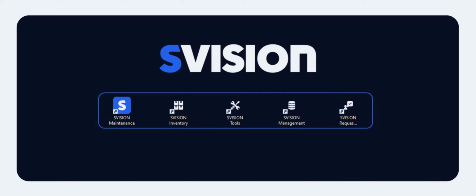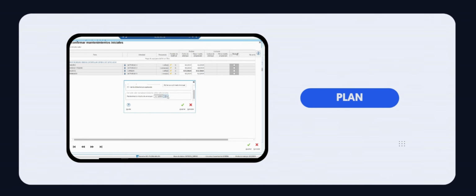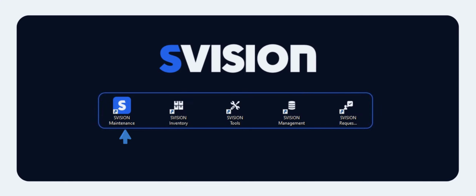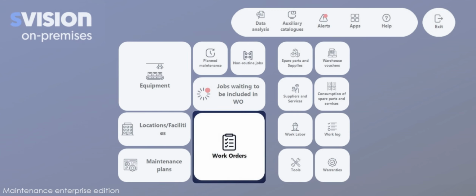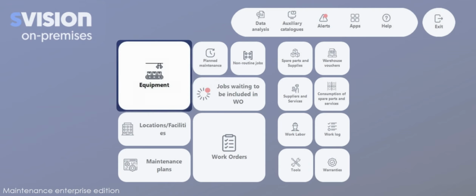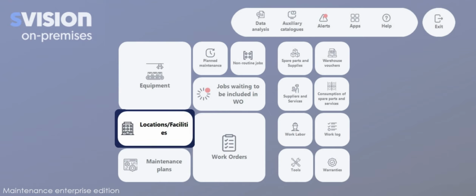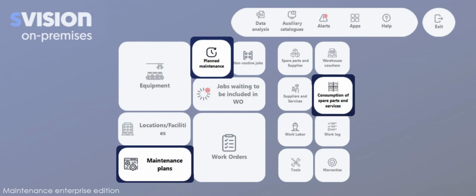SVISION is a powerful and user-friendly maintenance application designed to help you organize, plan, and optimize maintenance management within your company. The maintenance module simplifies management like never before. With SVISION, you can easily create, control, and monitor work orders. Manage company assets across various sectors. Plan all maintenance activities efficiently and much more.